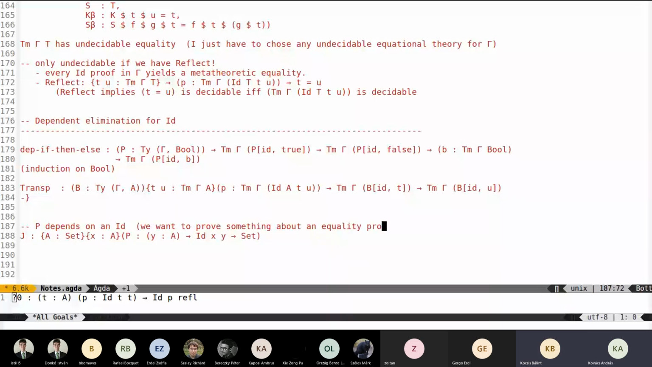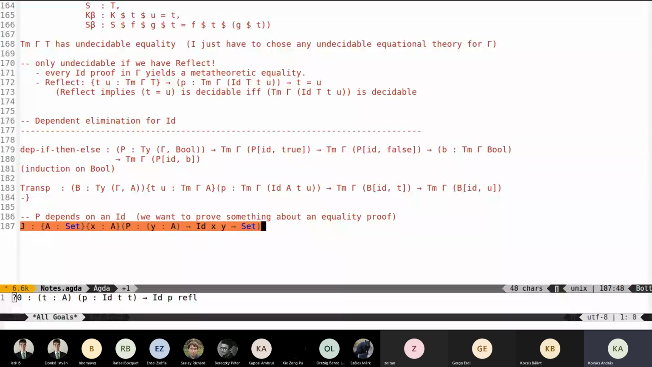Why doesn't P depend on X? It could, and then it would be a different version of J, and we will also look at that different version. But this is kind of the standard version of J. And we will look at the other version as well.